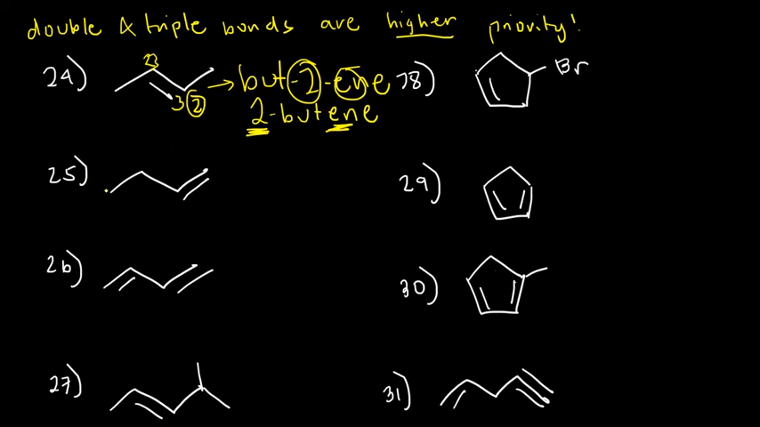For 25, if I start at the left, my double bond would be at number 3. If I start here at the right, my double bond would be at number 1. So obviously, between the numbers 1 and 3, number 1 is smaller. So we choose this as the number. So it's but-1-ene, or alternatively, equally correct, you can call this 1-butene. For 26, it's symmetrical.